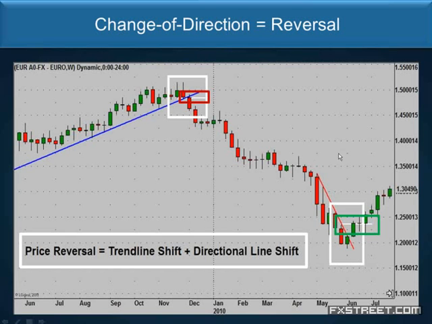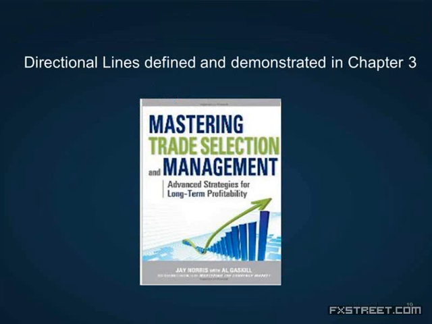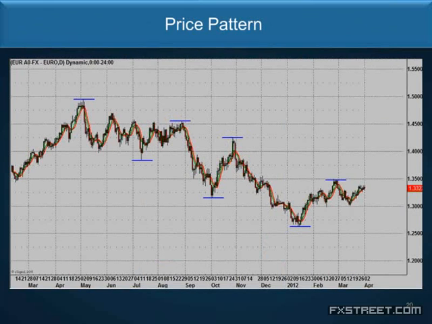So pattern's next. Now, hopefully you know a little bit about direction. If you want to know more about it, Chapter 3 of my last book, Mastering Trade Selection and Management, defines it, and that'll help you out. So we know direction. Now, hopefully you have an idea how to determine direction. Now we need to figure out how to determine price pattern.